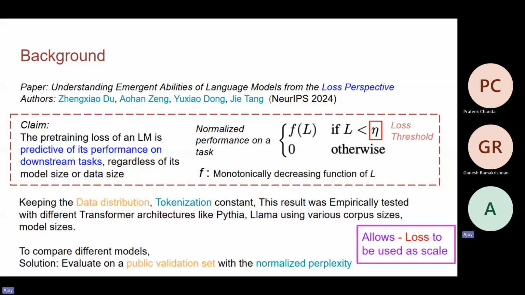Keeping the data distribution and the tokenization constant, they empirically tested with different architectures like Llama, Pythia, etc., and found that regardless of what data size or model size you use, when the architecture and the data distribution are constant, loss uniquely defines the performance on the downstream tasks. This is for a particular architecture and particular data distribution. When you want to compare different models, one suggestion they gave is that we can use a common public validation set, because now the data distribution is the same for both of them, and normalize perplexity instead of the training loss. This way we can compare different models and their downstream performance.